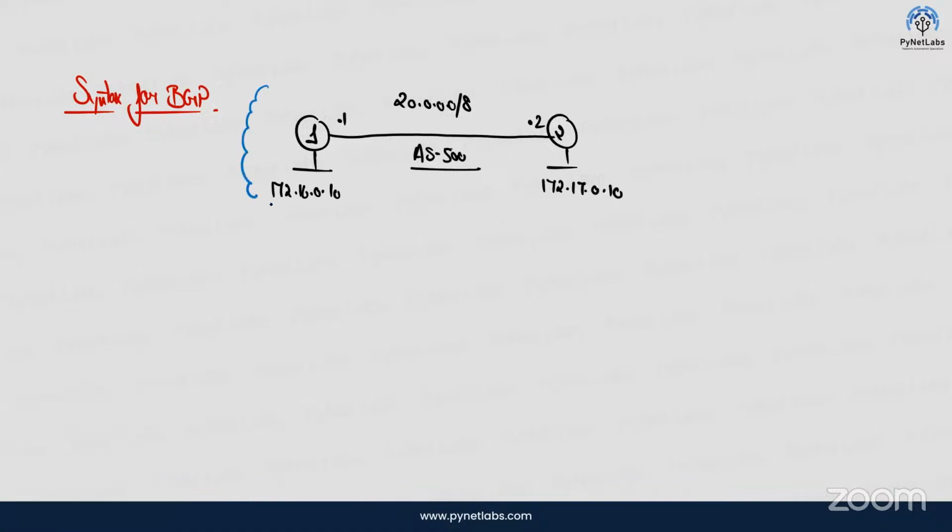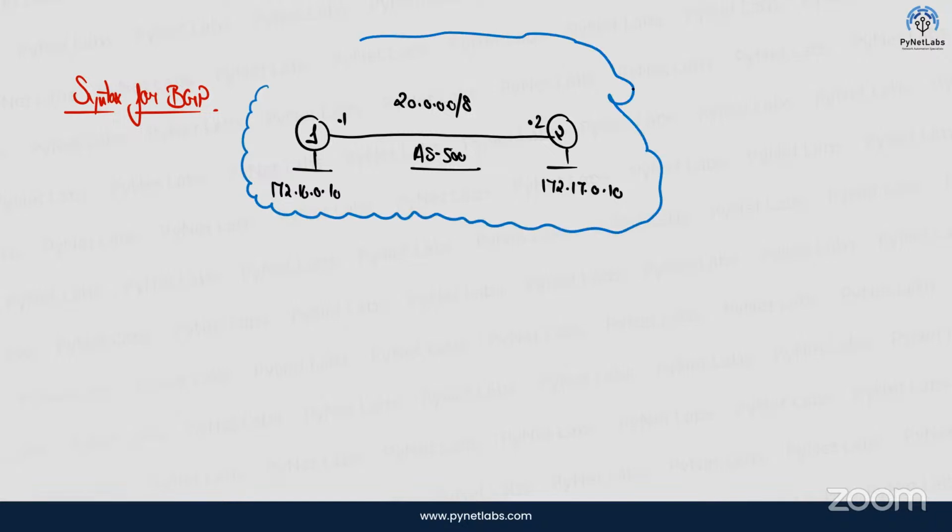Suppose this is my one AS, and inside this AS, which I have named AS 500, there can be multiple, different routers, but they need to be in the same AS. Then only it will be considered iBGP.